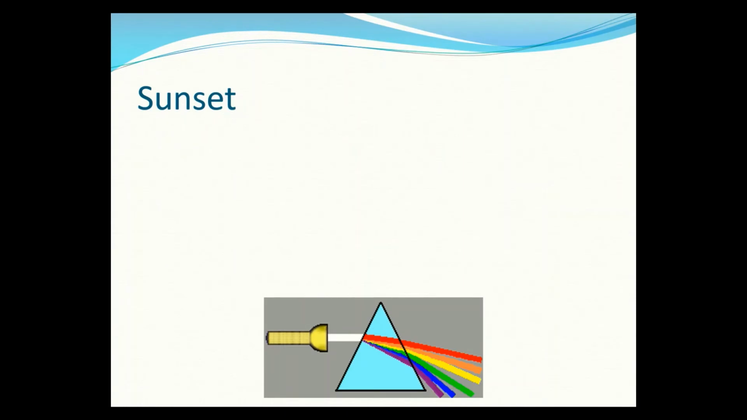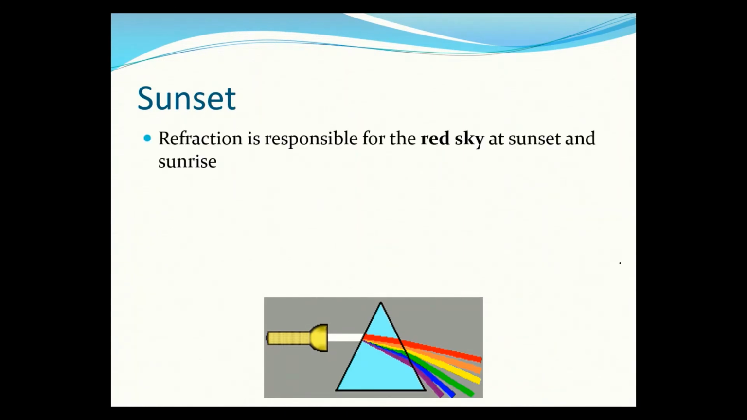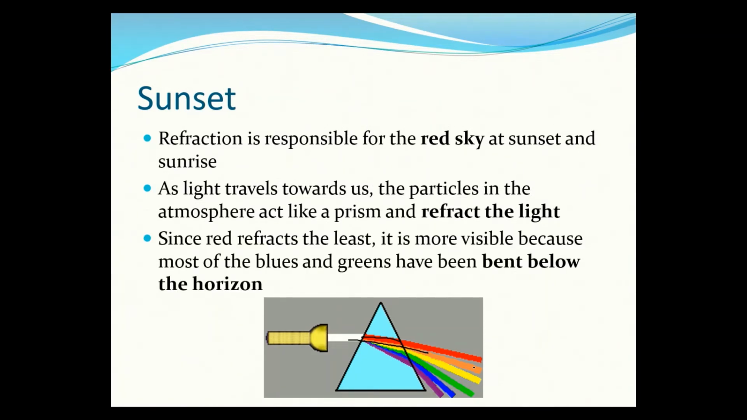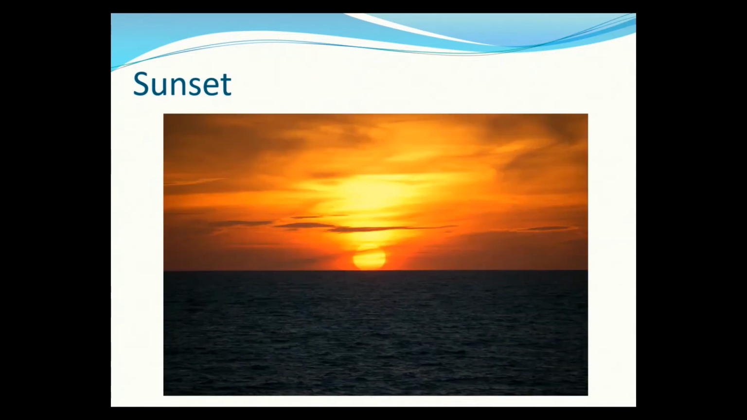Do what you like. Okay, so sunset has to do with refraction. The reason that the sky is red at sunset and sunrise is because of refraction, and it has to do with the fact that red refracts the worst. So white light travels through our atmosphere, and as it goes through the atmosphere, it bends. That red light goes the straightest, and all the other ones bend below the horizon. So if this is the horizon, right here all we see is the red light that's left. As light travels toward us, the particles in the atmosphere act like a prism and refract the light. And since red refracts the worst, it is the most visible because most of the blues and greens have gone below the horizon. And we get these beautiful sunsets, sitting in my windowless classroom, talking to myself, looking at beautiful sunsets.